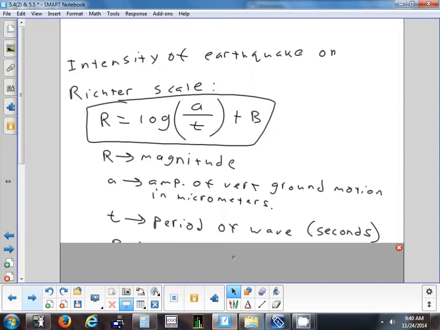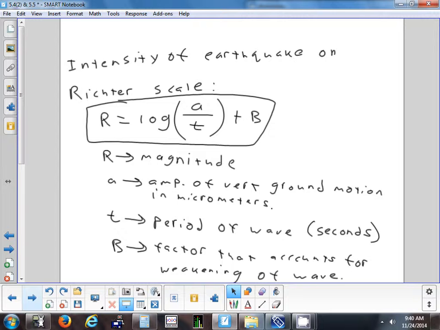So when you have an earthquake, just like when you have a sound wave, you can think of a sound wave as a kind of like a graph of sine or cosine. Okay, so we haven't studied a lot about that yet, but you do get kind of a wave in the ground as the earth is moving from the earthquake. And B is a factor that accounts for the weakening of the wave. Right, so that would be like taking into account the kind of ground you have. Is it loose soil? Is it compact soil? Is it granite? You know, what kind of bedrock?